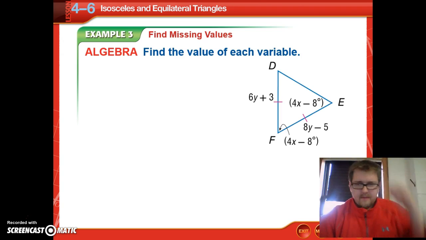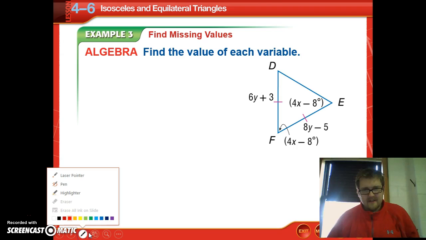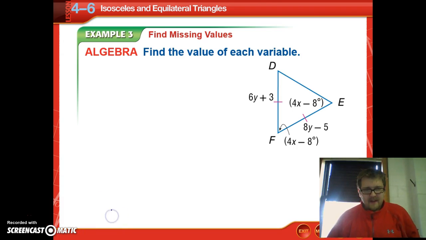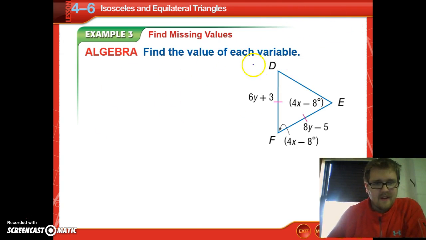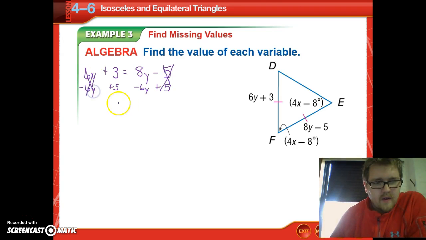Now let's look at a question involving algebra. Find the value of each variable. We have this triangle DEF, and one side is 6y plus 3. It has a side 8y minus 5, and those are equal. So I'm going to set 6y plus 3 equal to 8y minus 5. Let's do our algebra here, add 5 to both sides, and we get 4 equals y.